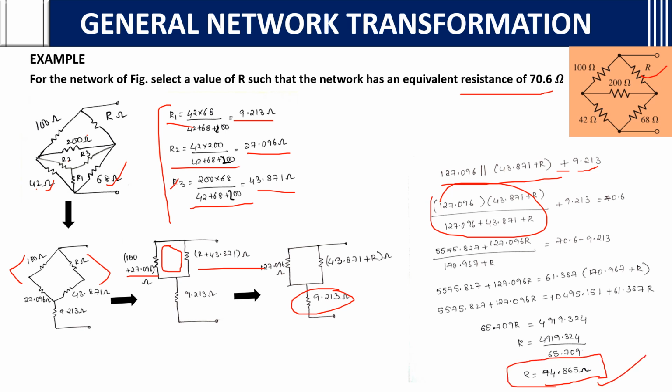The method is the same, an easy way. They'll ask you for the R value. What you will do is get some equation in terms of R, and equate that to the given equivalent resistance of 70.6. If you equate with that, you will get the R value. That's it. We'll go to the next question.